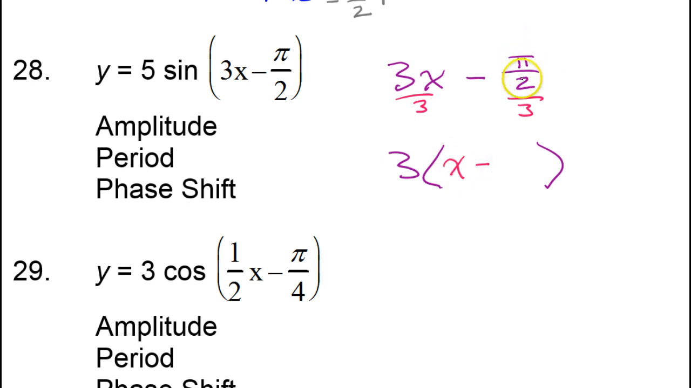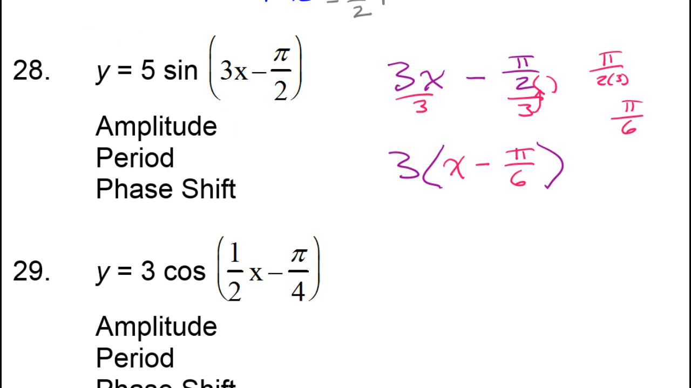So the question is, what is pi over 2 divided by 3? Now when you take a fraction and you divide by a number, all you are really doing is you're putting that number in the denominator. So this is really going to be pi over 2 times 3, or pi over 6. Alright, so pi over 2 divided by 3 is pi over 6. So this is really the phase shift, pi over 6, not pi over 2.